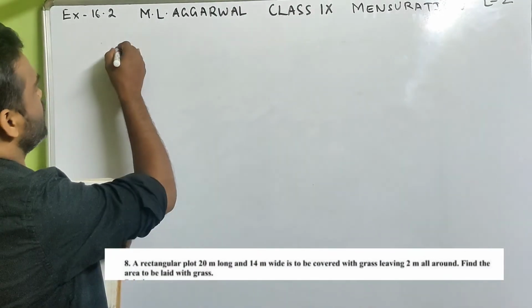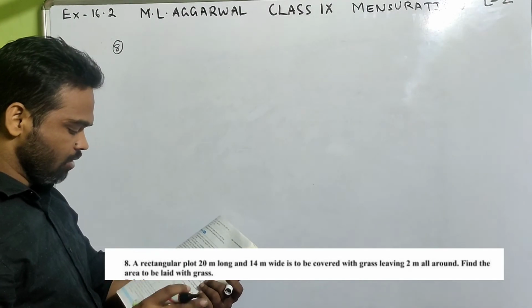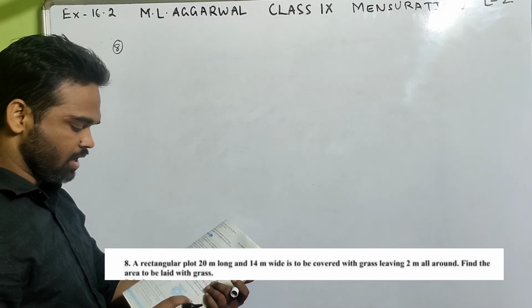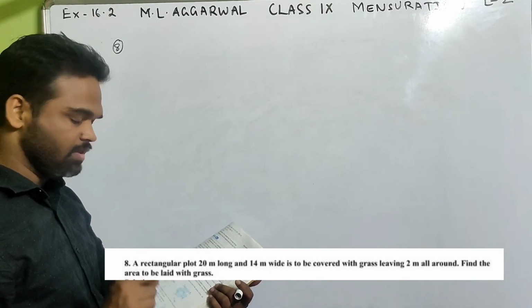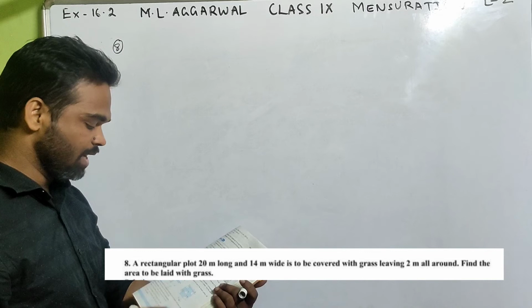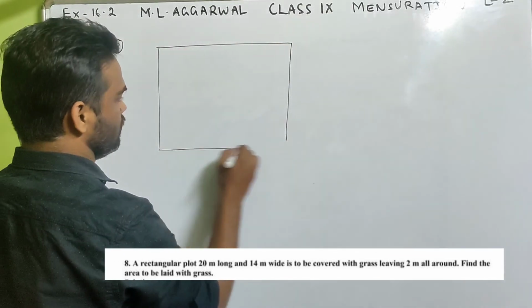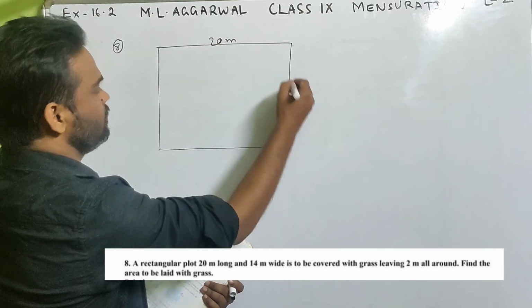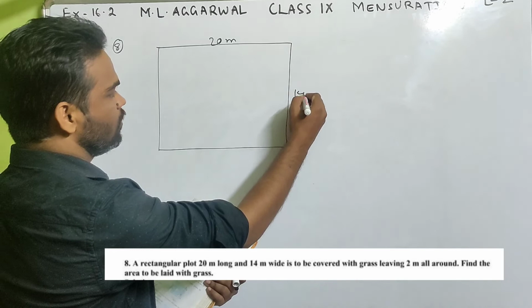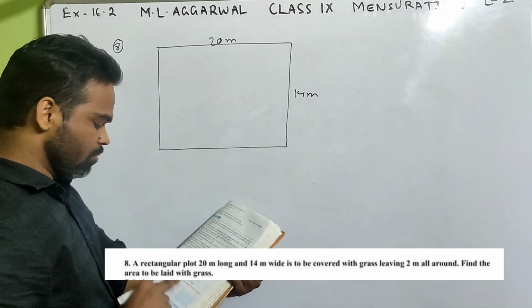Look at number 8, what they have told. A rectangular plot 20 meter long and 14 meter wide is to be covered with grass, leaving 2 meter all around. Find the area of the area to be laid with grass. So we have a rectangular field whose dimensions are 20 meter by 14 meter. This is to be covered with grass, leaving 2 meter all around.